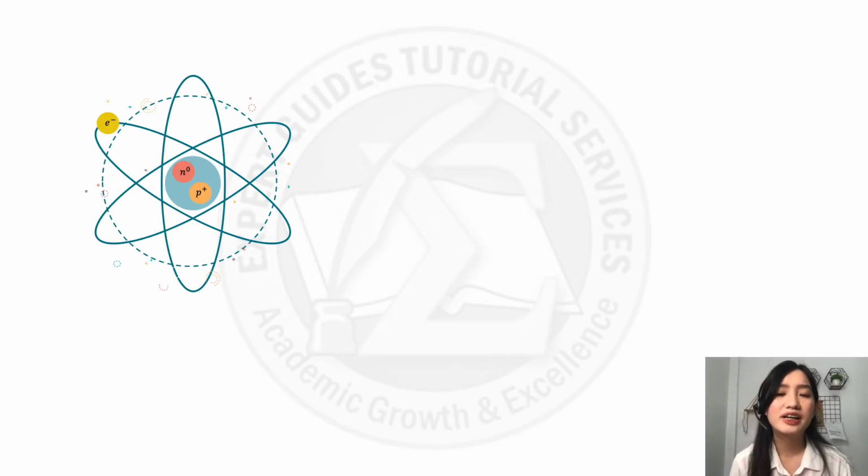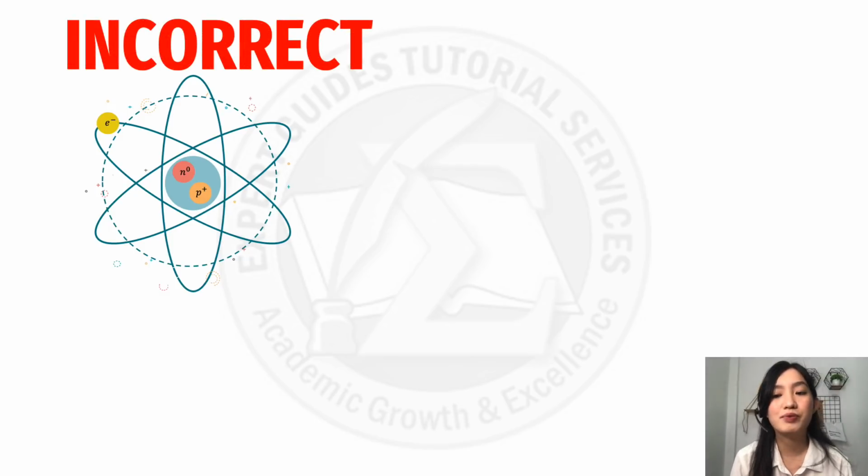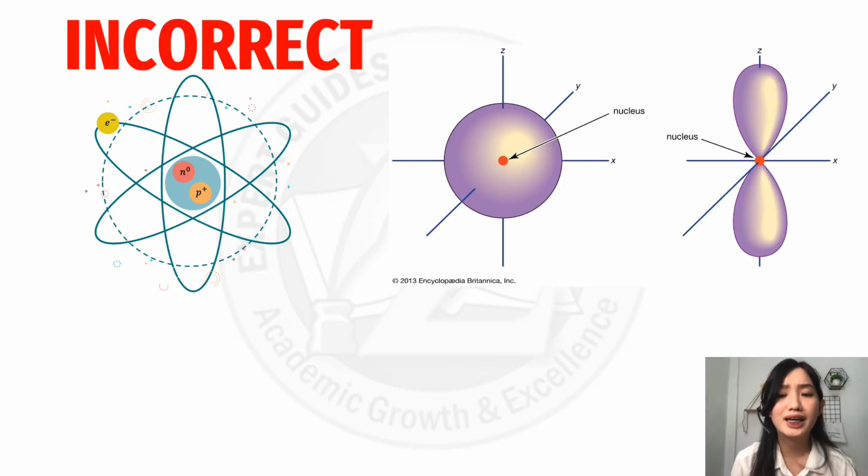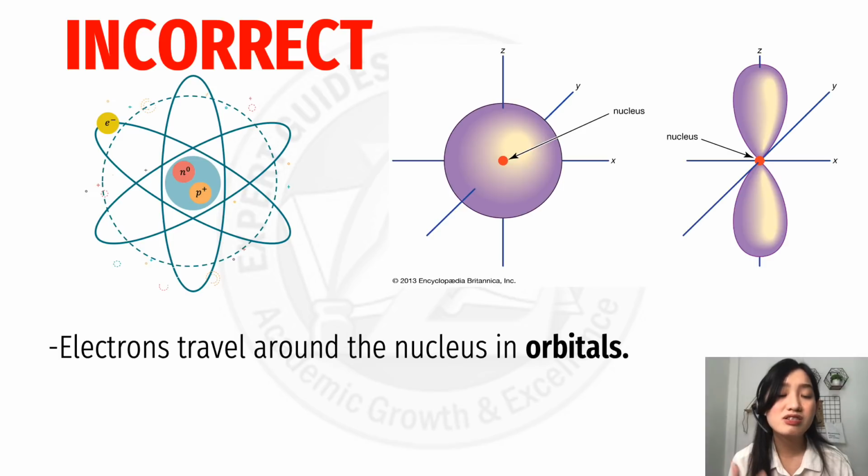This figure is actually a common way to represent the structure of an atom. It shows the electrons as particles orbiting the nucleus, similar to the way the planets orbit the sun. However, take note of this: this is an incorrect perspective. Why? Because quantum mechanics demonstrates that electrons are more complicated, meaning electrons travel around the nucleus in orbitals.